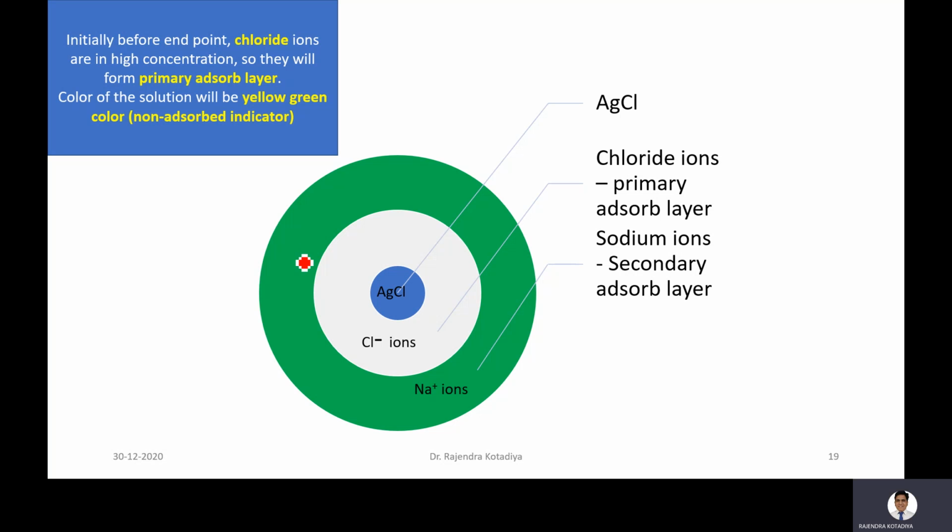So this will be our precipitate, and because of more concentration of chloride ion in the conical flask, this precipitate absorbs chloride ion. So you will find this whole layer, this AgCl is precipitate, and around it a layer of chloride ion will form. That will be our primary adsorbed layer.